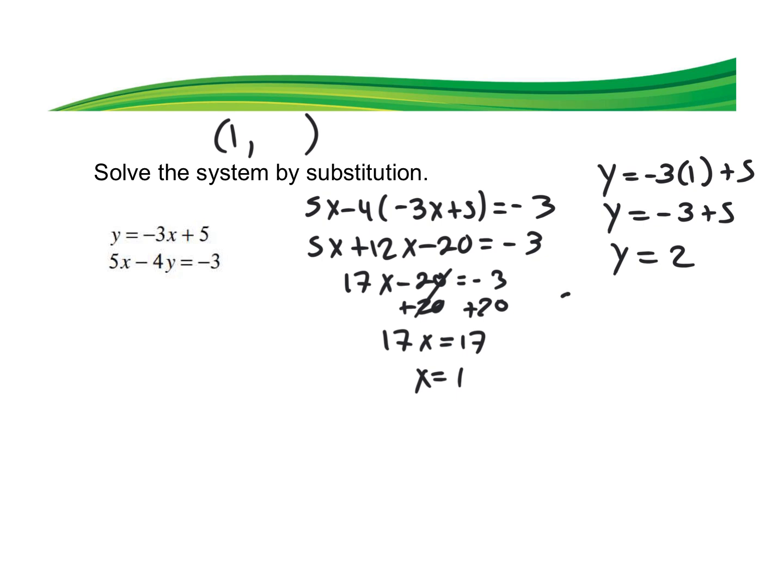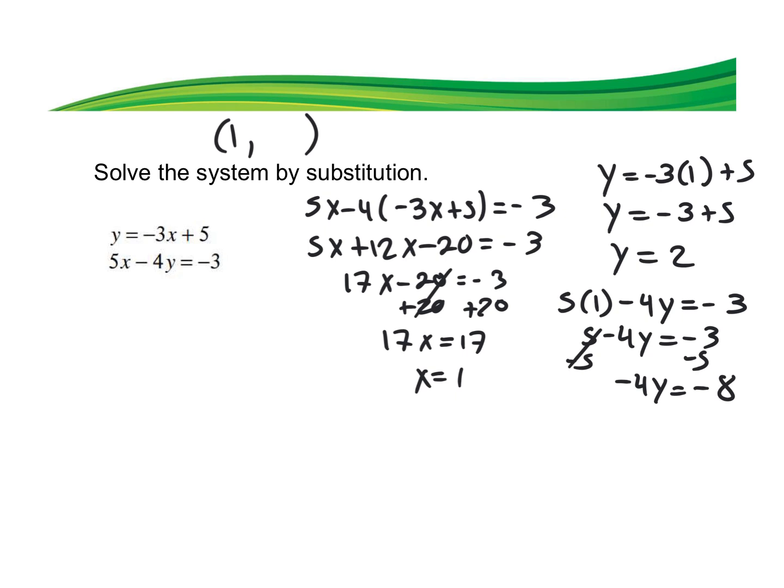So when I do that, I get 5 times 1 minus 4y equals negative 3. So I get 5 minus 4y equals negative 3. I subtract 5, so I get negative 4y is equal to negative 8. And when I divide, I get y is equal to 2. So it matches, so we know at least we did the work correctly and we found the right x.